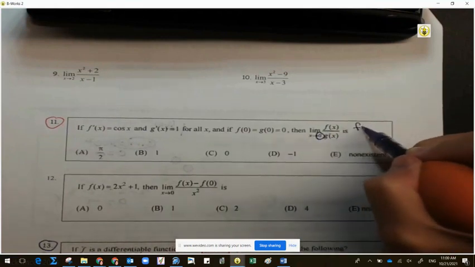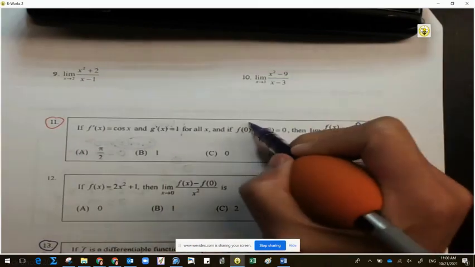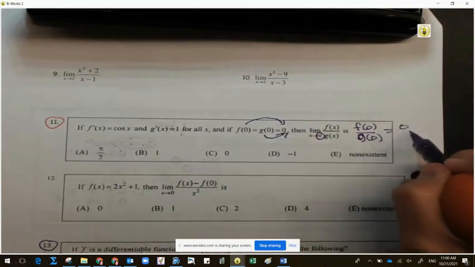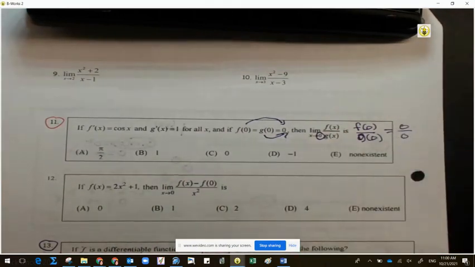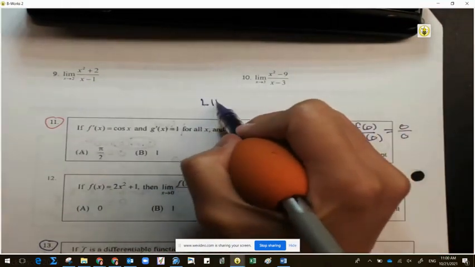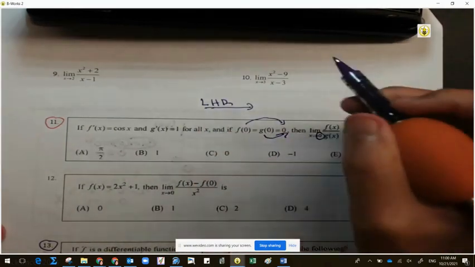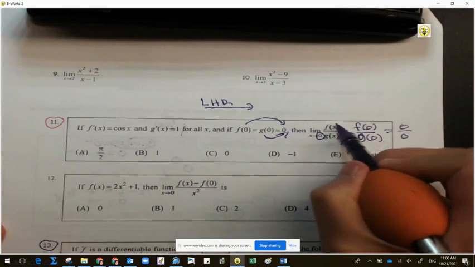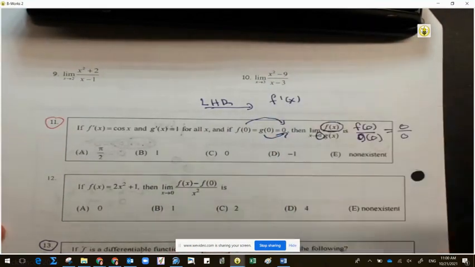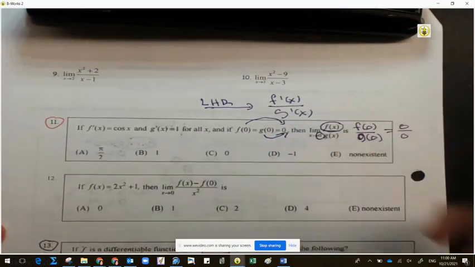When I plug it in, we get f of 0 over g of 0. And then it tells us that f of 0 is 0 and g of 0 is also 0. So when I have 0 over 0, what was that rule that I taught you guys today? We have L'Hopital's rule. So I'm going to write L'Hopital's rule over here since I have room. And let's go ahead and see what we have. I need to find the derivative of f of x. The derivative is f prime of x. And then I need the derivative of g of x, which is g prime of x.